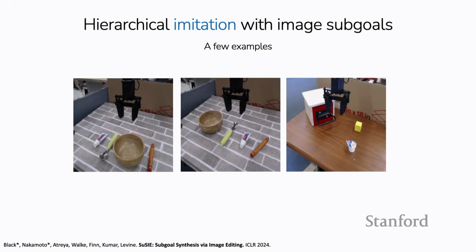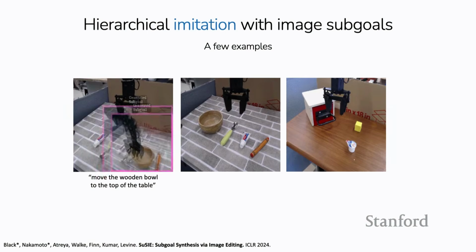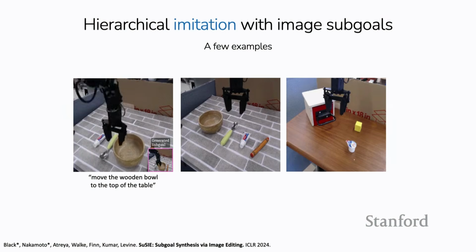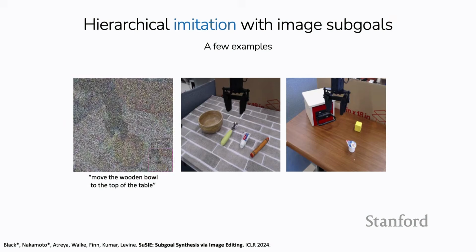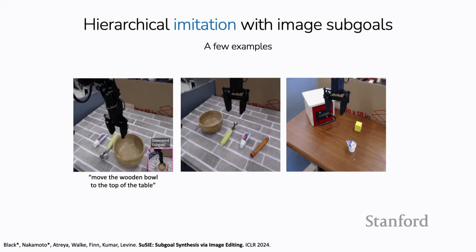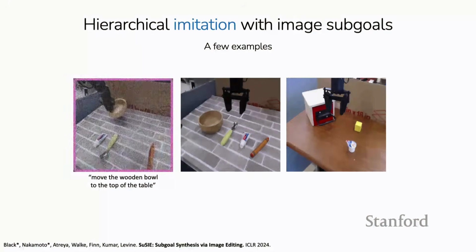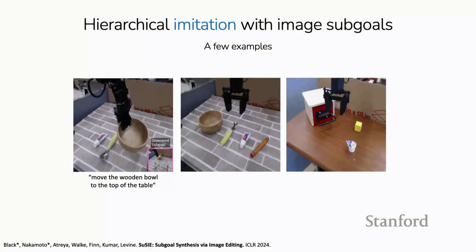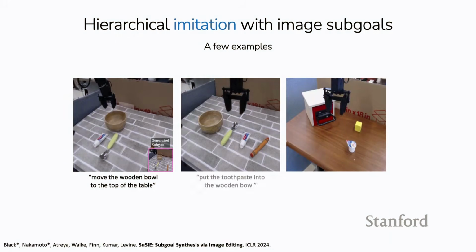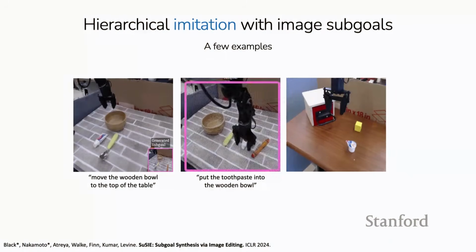So an example of what this looks like: say the task is to move the wooden bowl to the top of the table. You pass that into the high level policy that then generates images, which are shown with the pink border. And then that generated sub-goal image with the pink border is passed as input to the low-level policy, which then predicts actions. And both of these policies, again, are trained with imitation learning on demonstration data, and the high-level policy can potentially be trained on video data as well.